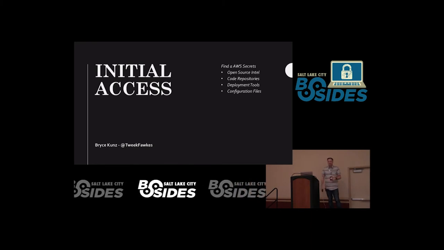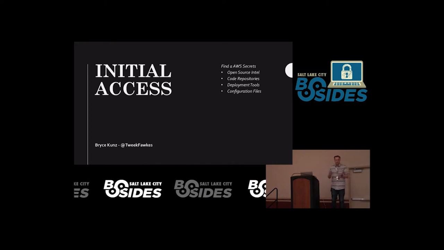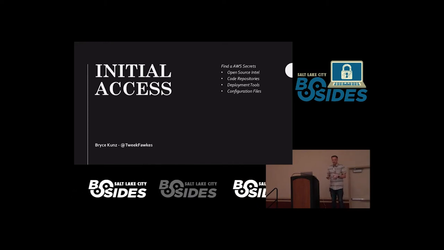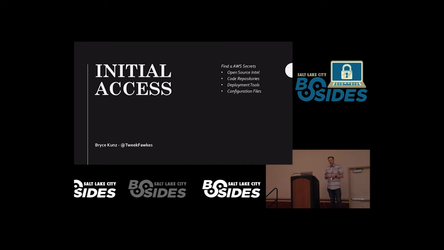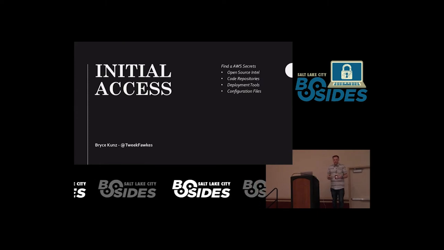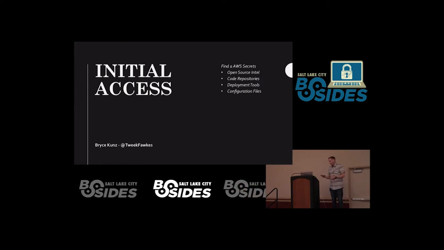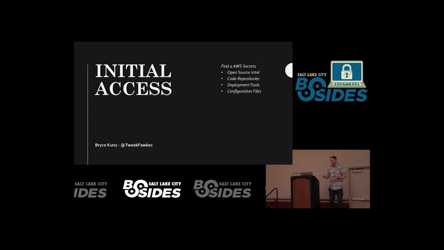Okay, so we're just going to talk about initial access. So in the cloud providers, there are secrets or API keys, and really you want to get your hands on these API keys. And there's many ways you can do that. I'm going to show you some pretty, I think they're amusing examples, right?